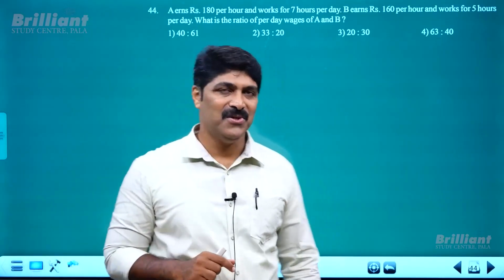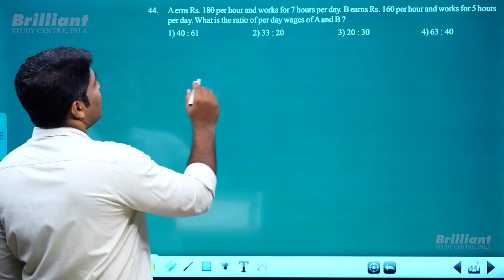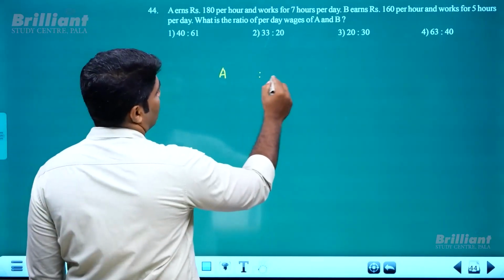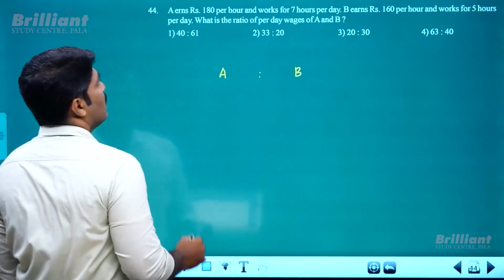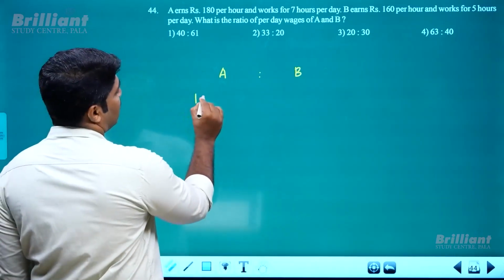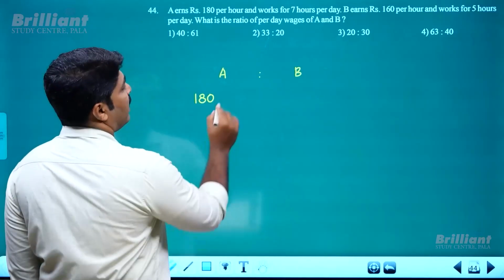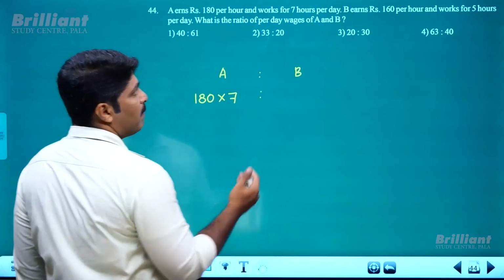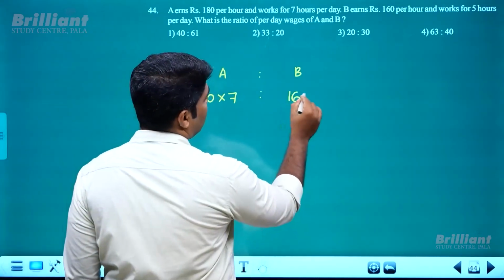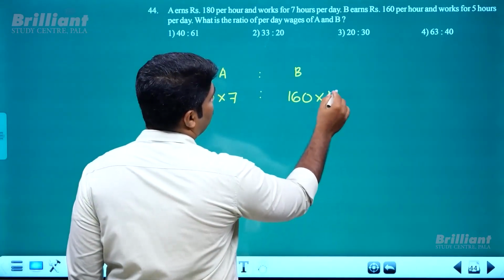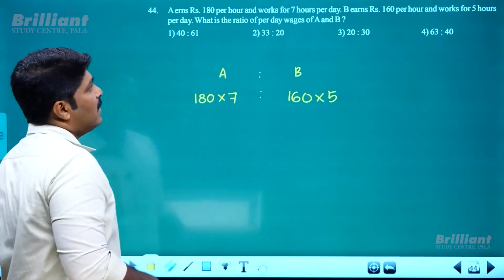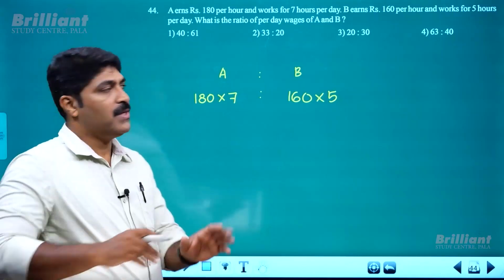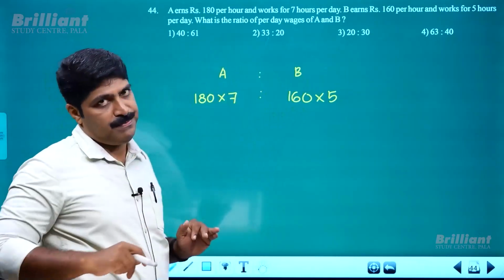It's a ratio-wise approach. Here, what is the per day wage of A, and what is the per day wage of B? A's per hour wage is rupees 180 and A is working for 7 hours. And B's per hour wage is 160 and B is working for 5 hours. I will give you a very simple trick for finding the answer to similar types of questions instead of doing the entire step of operations.